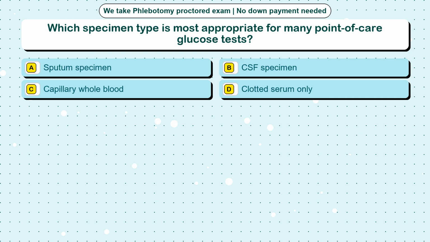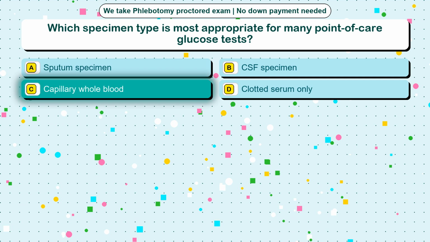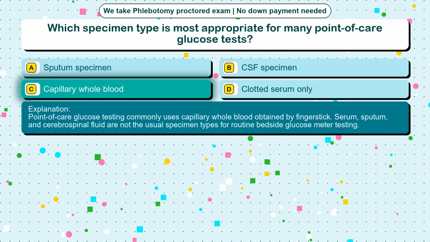Question 79. Which specimen type is most appropriate for many point-of-care glucose tests? Option A, sputum specimen. Option B, CSF specimen. Option C, capillary whole blood. Option D, clotted serum only. The correct answer is option C, capillary whole blood. Point-of-care glucose testing commonly uses capillary whole blood obtained by fingerstick. Serum, sputum, and cerebrospinal fluid are not the usual specimen types for routine bedside glucose meter testing.